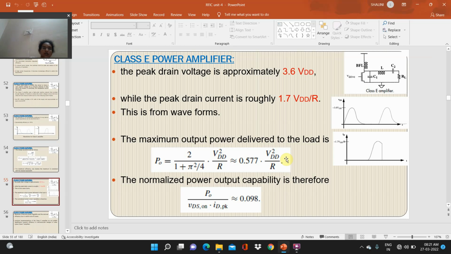This is from the waveforms. The maximum output power delivered to the load is P naught equal to 2 by (1 plus pi square by 4) times V square DD by R, which is approximately equal to 0.577 times V square DD by R. The normalized power output capability is therefore approximately equal to 0.098.